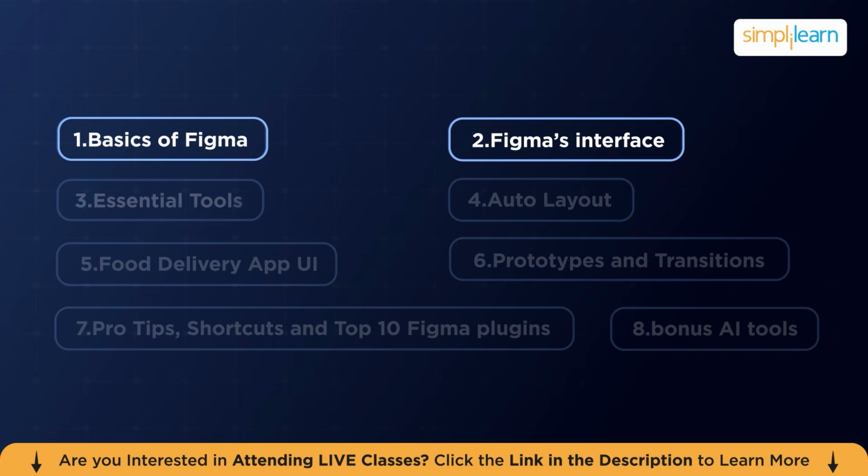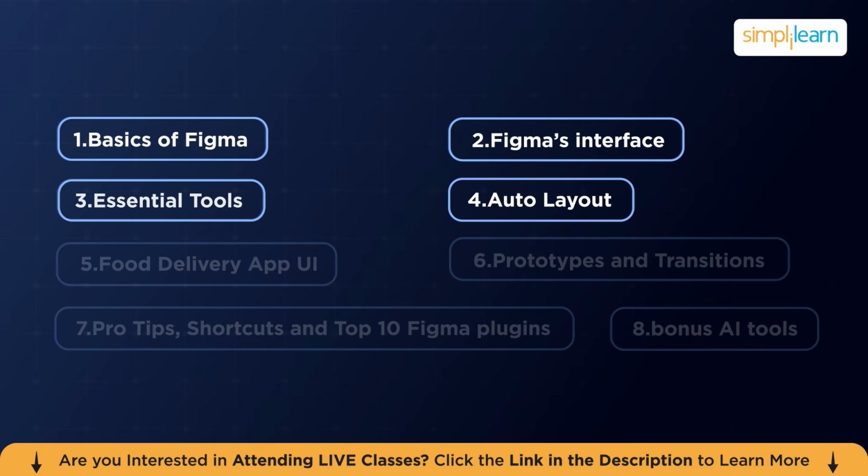Then, we'll explore essential tools like frames, shapes, layers, and tips on color styles and typography. I'll show you how to create components and variants to make your design reusable. We'll also cover auto layout to help you design responsive layouts easily. Then, we'll create a simple food delivery app UI from scratch.